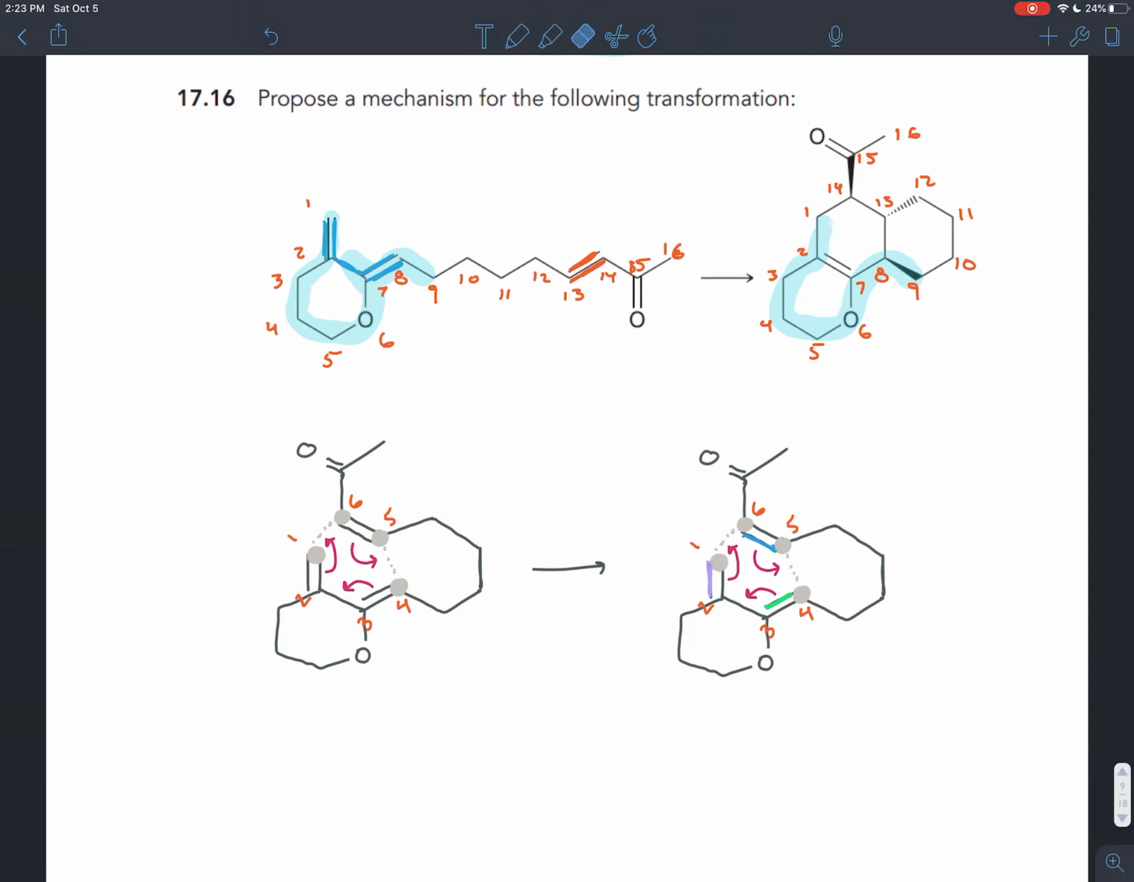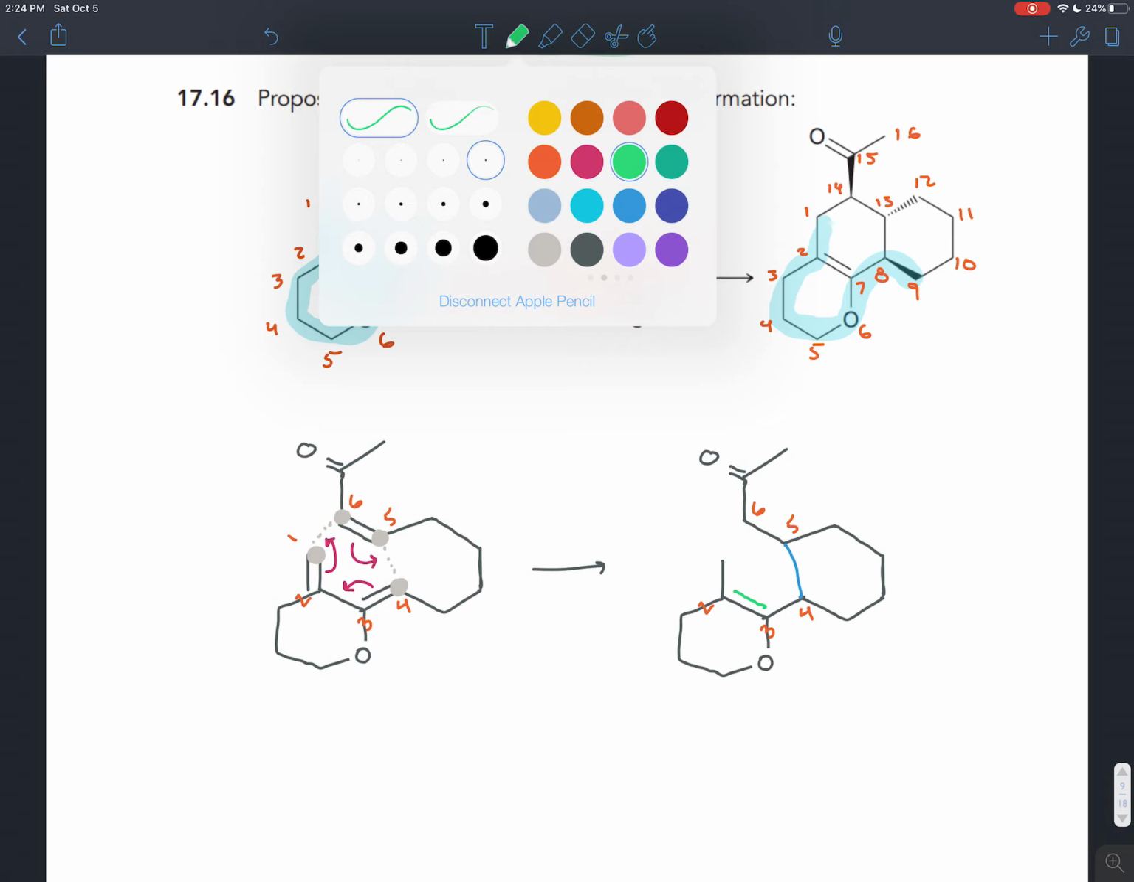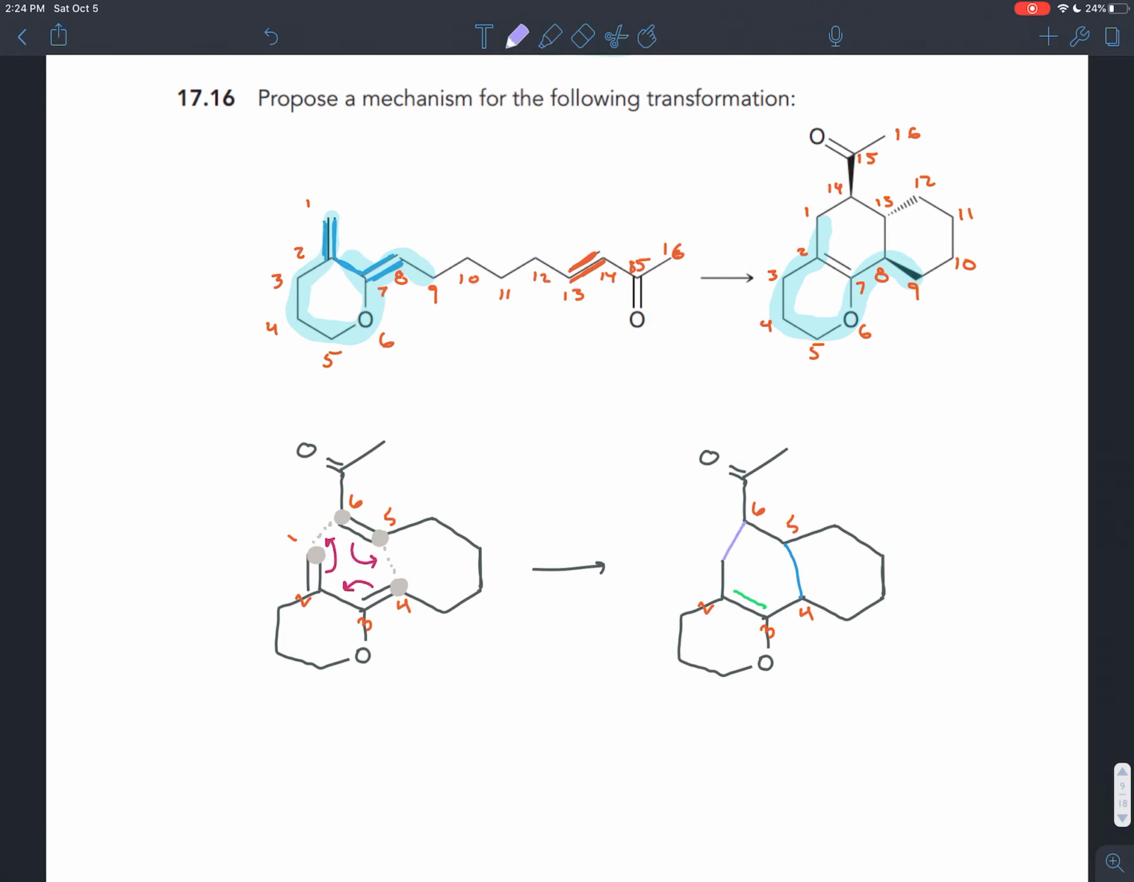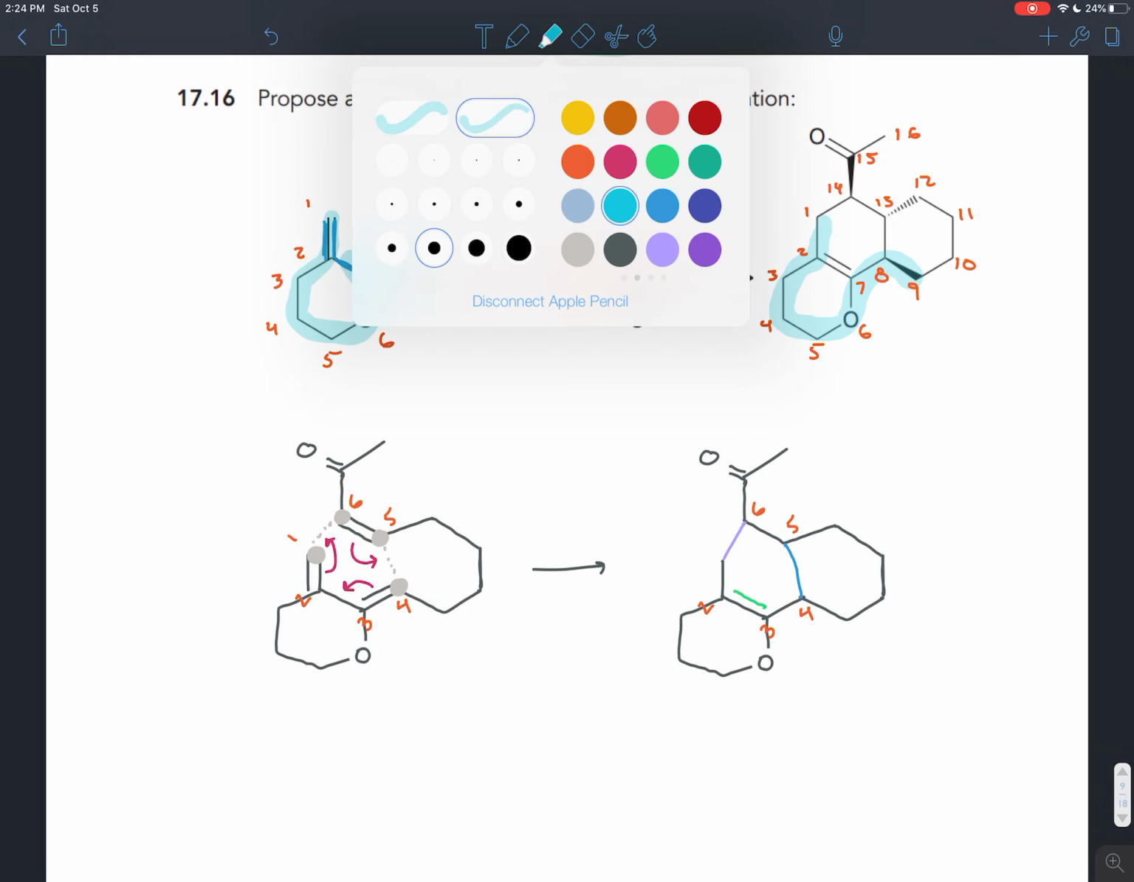So we're going to take that blue one on top and we're going to move it between carbons 4 and 5. So this bond right there, that's going to move between 4 and 5. We're going to take the green one, and that's going to go between carbons 2 and 3. And we're going to take that purple one, those purple pi electrons, and move that between carbon 1 and 6. And you can see that that gives us the product that we have above.